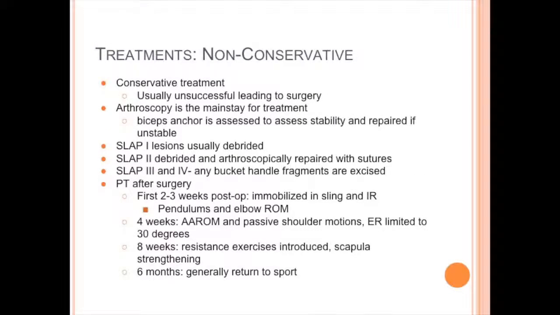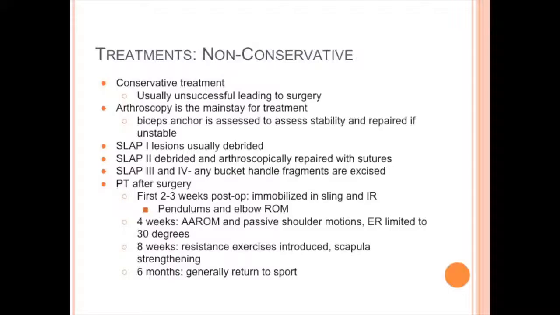Now we're going to talk a little bit about the treatments for a SLAP lesion. Conservative treatment is usually unsuccessful and leads to surgery. Arthroscopy is the mainstay for treatment. The stability of the biceps anchor is assessed, and if it's unstable, it's repaired. A SLAP 1 lesion is usually just debrided. SLAP 2 lesions are debrided and arthroscopically repaired with sutures. For SLAP lesions 3 and 4, any bucket handle fragments are excised. Then you'll have physical therapy post-surgery.